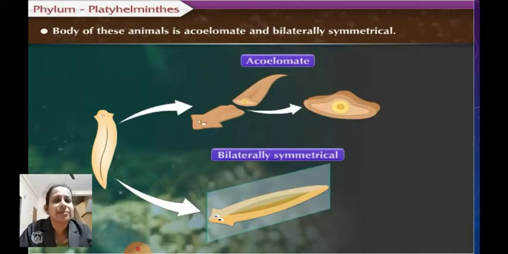The body of these animals is acoelomate. Acoelomate means there is no presence of a body cavity. And when we see the symmetry, it is bilaterally symmetrical. That means you can divide it only in one axis, and that too the lateral axis, into two halves. That symmetry you have learned is bilateral. So it is acoelomate and bilaterally symmetrical.